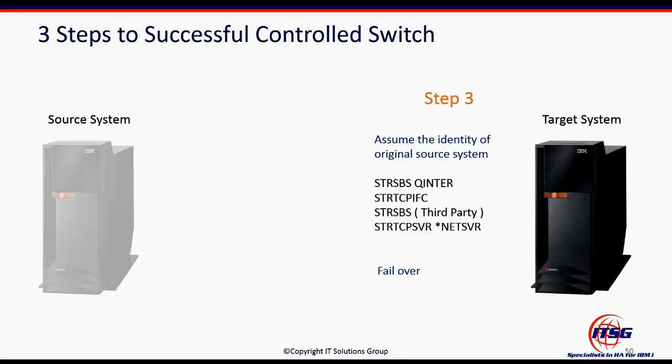my target machine is going to start coming up as my production machine, but I need to go through a process so it can assume the identity of the original source machine, such as starting up QINTER, starting up TCP interfaces, starting up subsystems associated with my third-party products, starting up net server, whatever it takes to get my system back up and running on the target to assume the IP. In the failover, you don't do step 3, you just bring up the failover, and you would do the same process here to assume the IP, the identity of the original IBM AS400.